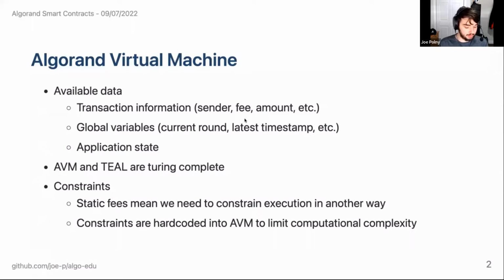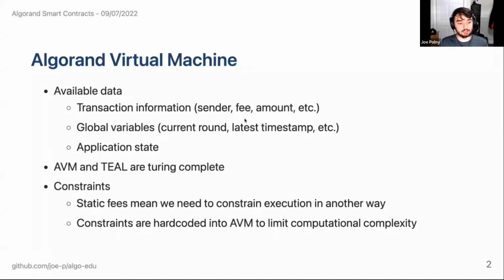So a little bit of information about the Algorand virtual machine, basically information about the runtime that smart contracts are executed in. When a smart contract is being executed, there's some available data that it has. It has transaction information, so it can see who sent the transaction, what the fee paid was, and what the amount of the transaction was. You can see global variables, which is stuff like the current round and the latest timestamp. Basically, global variables mean information about the blockchain as a whole.